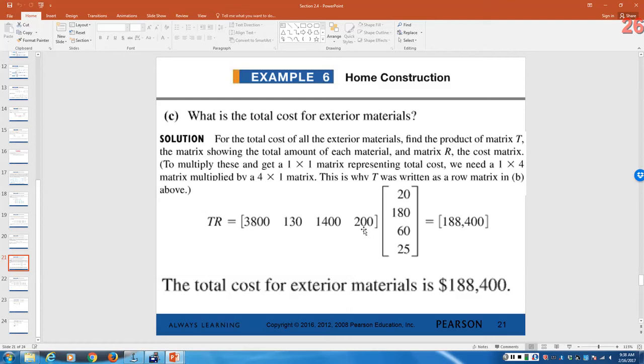And when you multiply those, since it's a row vector, 1 by 4 times a column vector, 4 by 1, you get one answer because it's a total cost. So the total cost for the exterior materials is $188,400.